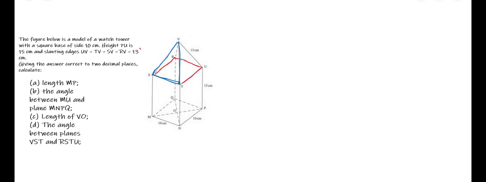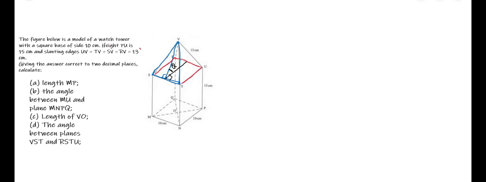So I will draw a perpendicular from V to meet ST at an angle of 90 degrees. I will draw another line from the other plane, which is STUR, to meet the line ST at an angle of 90 degrees also. The angle between the two planes is the angle between the two lines that I have just drawn, this angle theta.